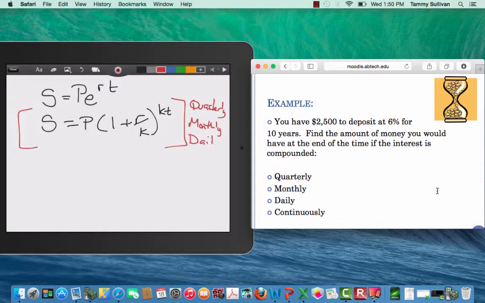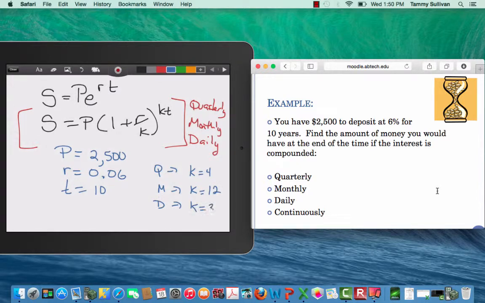and daily. So when I go through and use this formula for all three of these, my present value, or the amount I'm putting in the bank, is $2,500. My rate is 6%. My time is 10. And then the thing we're going to have to be careful with, when it's quarterly, your K will be 4. When it's monthly, your K will equal 12. And when it's daily, your K will equal 365 or 360. So I'm going to plug those into the calculator to find the quarterly, monthly, daily, then we'll recalculate that for continuous. So let's pull the calculator back up.